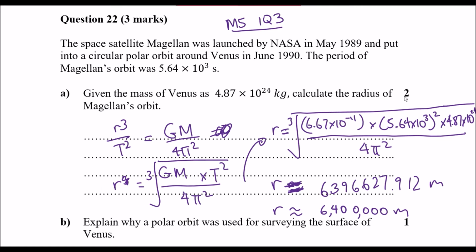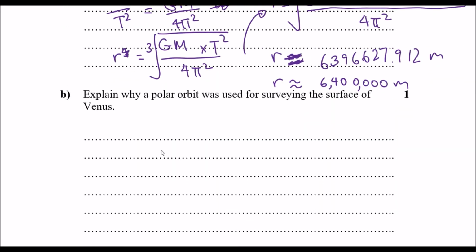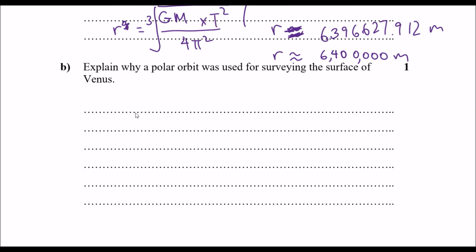Okay, so let's move on. Question B, it says, explain why a polar orbit was used for surveying the surface of Venus. So when we look at polar orbit, that means the satellite is going from this side to this side. So from one pole to another, rotating around the globe like that.